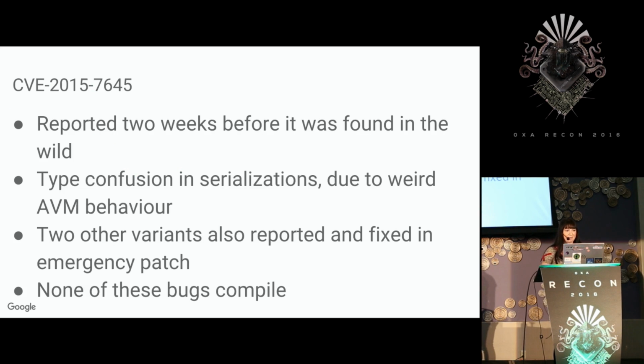Another interesting type confusion bug was this one, which I found in October. And what was kind of interesting about it is I reported it, and then 2 weeks later it was found in the wild. It's type confusion in serialization behavior, and it's due to some kind of weird behavior that was implemented in the VM. I also found 2 similar bugs, which were fixed in an emergency patch. And I just want to mention that none of these bugs compile. I'm going to show you conceptually what the code for the bugs does, but you can't really compile this code. You actually have to alter the bytecode in the SWF to make it work.